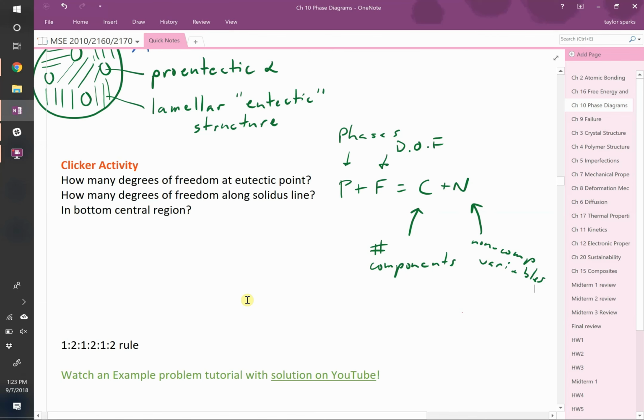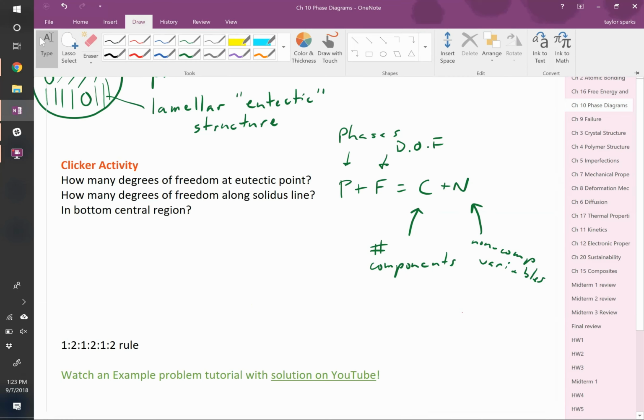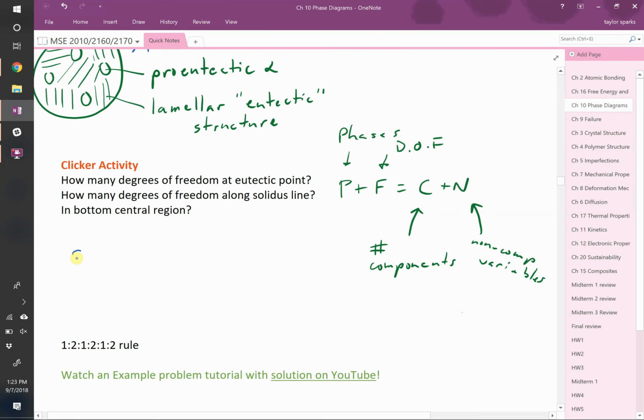Yeah, it's a great question. Let's do this one together. So there are 3 phases, right? At equilibrium, this thing is 3. It's liquid turning into solid alpha and beta. That happens at that point. Degrees of freedom is what we're going to solve for. This is going to equal 2 components plus 1 variable. So F has to be equal to 0 in this one, right? There's no degrees of freedom.